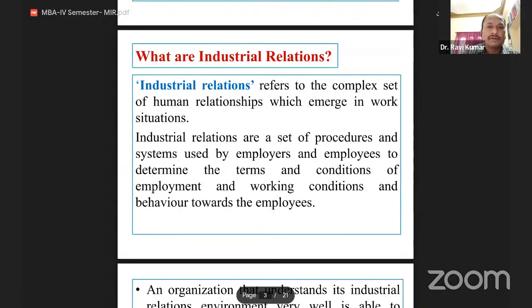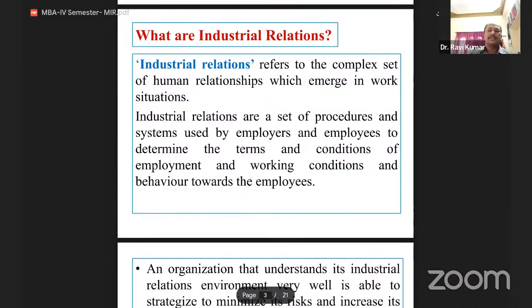The first one, what are industrial relations? Let me give some introduction about this. Industrial relations refers to the complex set of human relationships which emerge in work situations. It refers to the complex, which means many things are there in industrial relations. So it is a set of human relations.